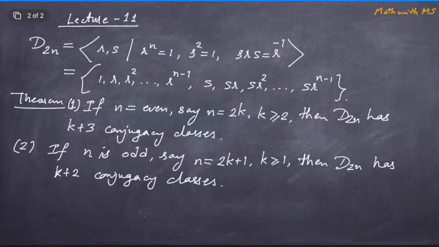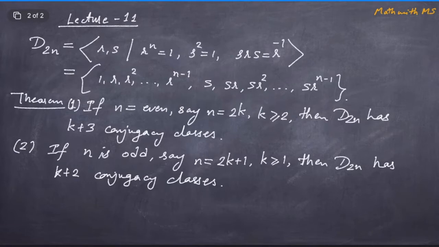So here, in the case when n is even, I am taking k bigger than or equal to 2, because when k is 1, that means n is 2, therefore the group is of order 4, and the presentation tells you that it is actually the Klein 4 group, which is abelian, and you already know its irreducible representations. And in the other case, for n odd, I am taking k bigger than or equal to 1, because again if k is 0, then n is 1, and the group is of order 2. There is nothing to do, it is the cyclic group of order 2.